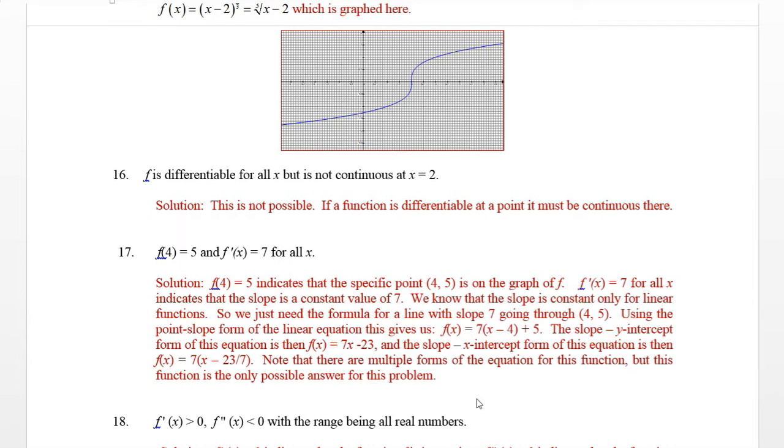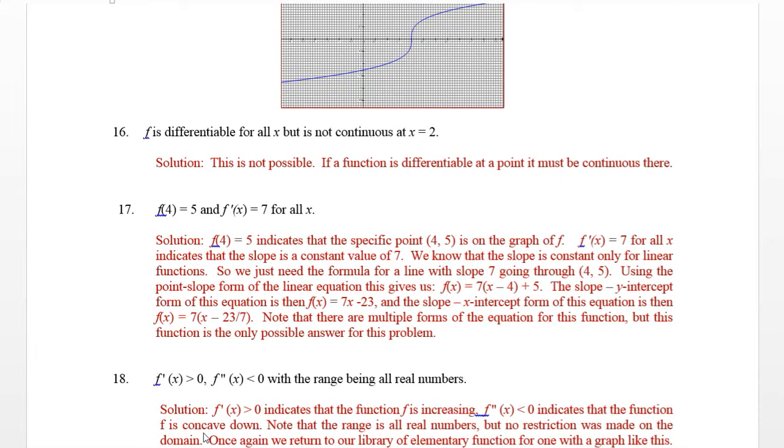All right, let's try one more here. If the derivative is greater than 0, the second derivative is negative, and the range is all real numbers. Notice it didn't say anything about the domain here necessarily. Okay, but at least where it's defined, the derivative is positive and the second derivative is negative. Can you think of a function that does, what would a function like that look like? And can you think of a function that you studied that looks like that? Okay, come up with one on your own, press pause now.